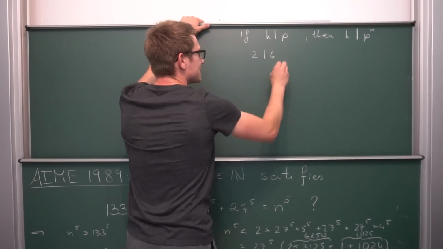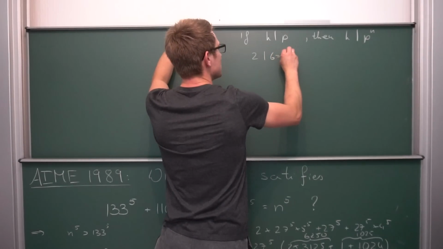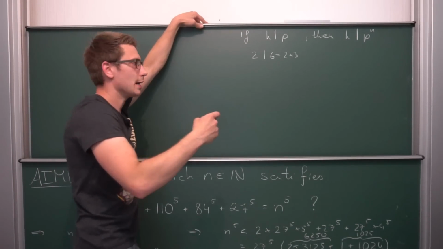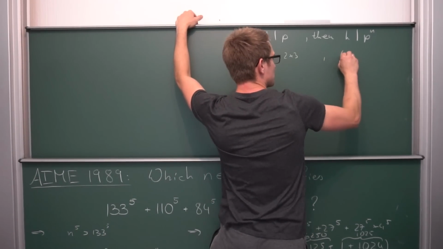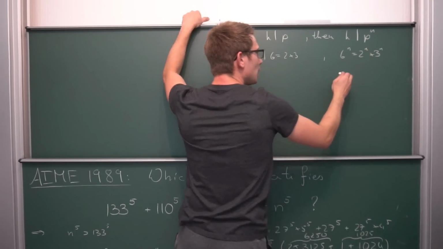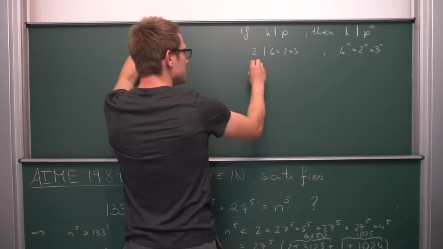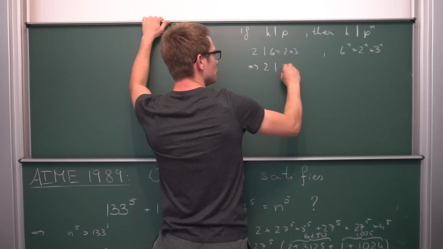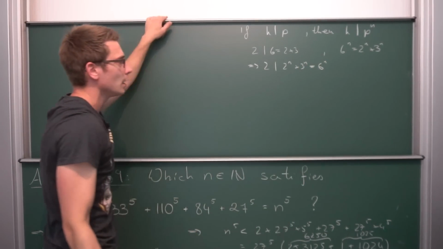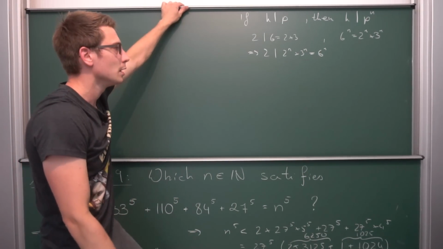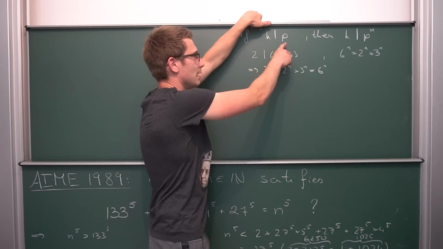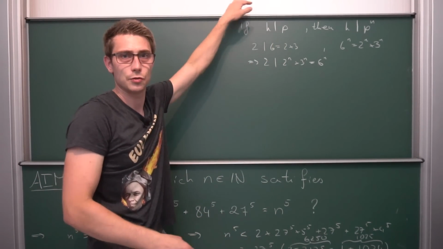Obviously, 2 divides 6, because 6 is the same as 2 times 3. But if we now raise 6 to the nth power, then 6 to the nth power is the same as 2 to the nth power times 3 to the nth power. Okay? And this also means that 2 divides 2 to the nth power times 3 to the nth power, which is the same as 6 to the nth power. I think you can see this, okay? This does make sense. So if a number divides another number, then this number obviously also divides the power.